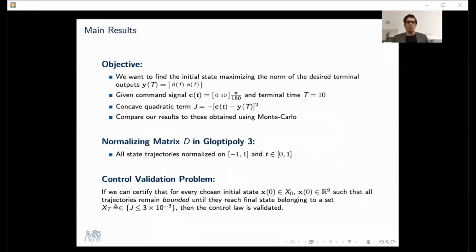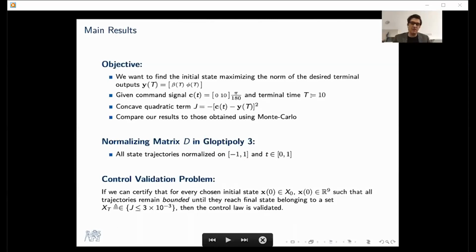And what we're going to mainly do is use our software, GloptiPoly 3, and an SDP solver such as MOSEK to come up with a verification and validation scheme using this objective right here. And it is as follows. We want to find the initial state maximizing the norm of the terminal state, namely beta and phi, given a command signal, which is just the roll angle command input, and a terminal time T equal to 10 seconds.